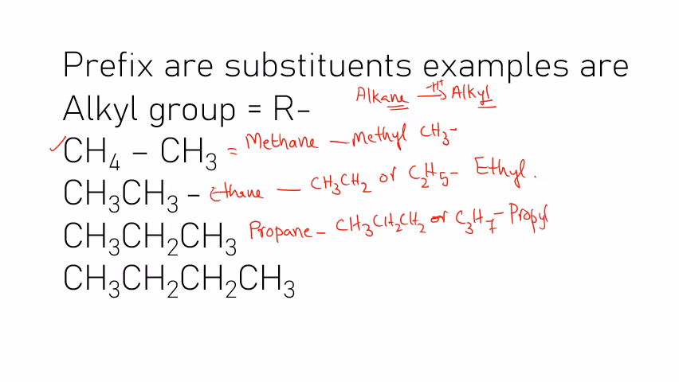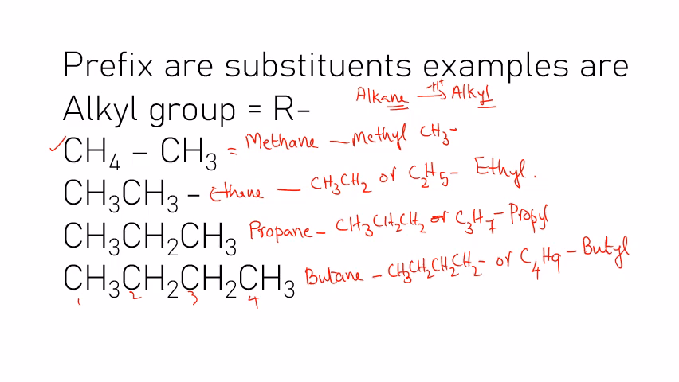In this case we have 1, 2, 3, 4 carbons, so that is butane. From butane, I can remove one hydrogen, so CH3CH2CH2CH2. Or I can write I have 4 carbons, and how many hydrogens? 5, 7, 9 hydrogens. So this is our butyl group. This is what we are going to deal with now.